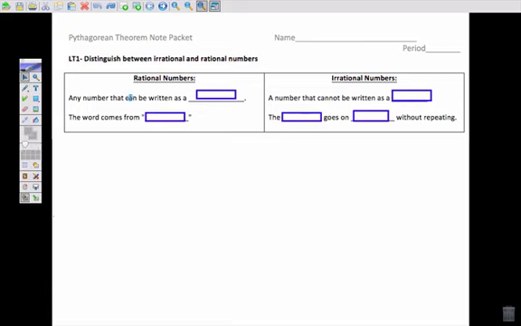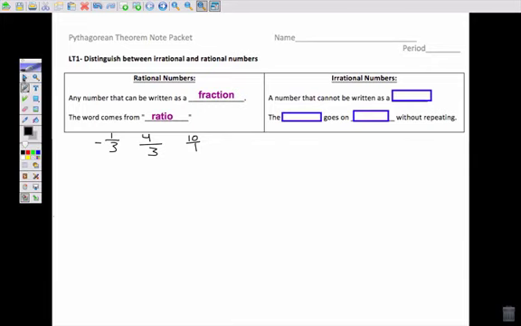So a rational number, the first thing I want you to write down is that it comes from the word ratio. Okay, so any rational number can be written as a ratio. And when we think about ratios in math, we often think of fractions. So the definition is any number that can be written as a fraction. So it might be a common fraction like we're used to seeing, like 1/3. It could be an improper fraction like 4/3. It could be a fraction like 10/1. Any of these could be negative, just any number that can be written as a fraction. And like I said, the word comes from ratio.